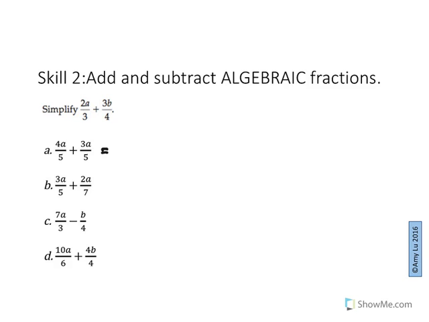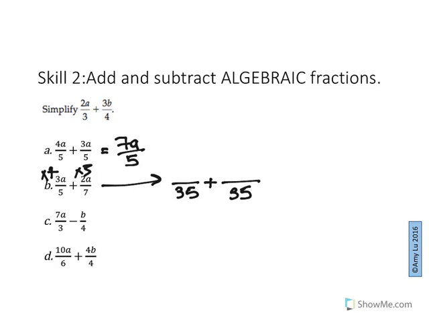A is pretty straightforward. 4 a's plus 3 a's are like terms, so you can combine them into 7a over 5. B is a little more complicated. You need to have a common denominator. It's going to be 35. So we multiply the 3a by 7 and the 2a by 5. So 21a plus 10a makes 31a over 35.